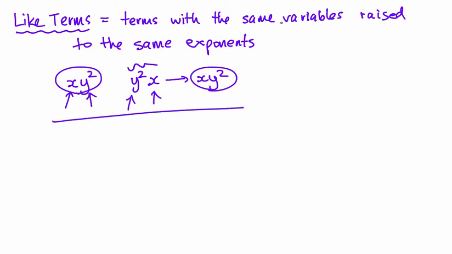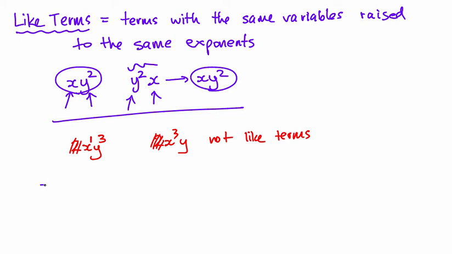Whereas a not like term might be 2xy cubed and 2x cubed y. Well, you don't even really need to think about the coefficients. We're just looking at the variable parts. But this is x to the 1. This isn't x to the 1, this is x cubed. So they're not equal, they're not like terms. And the cool thing with like terms is that you can combine them together.